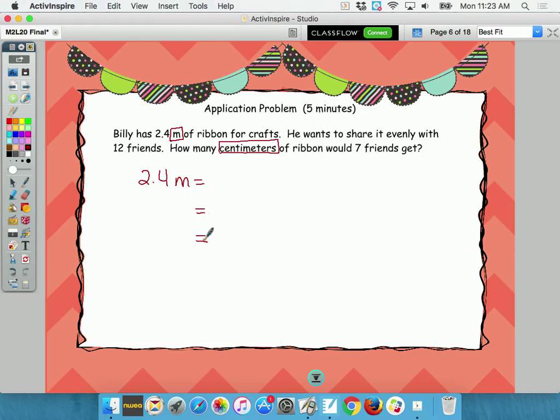So write down your strategy for doing that. Okay. So 2.4 copies of 1 meter. And then how many centimeters did we say? 100. So 2.4 copies of 100 centimeters. Now to solve this problem, Aubrey, do you think I should add zeros to the end or start with my decimal hop?